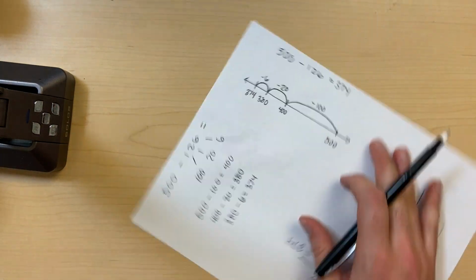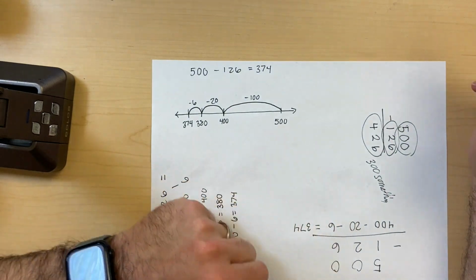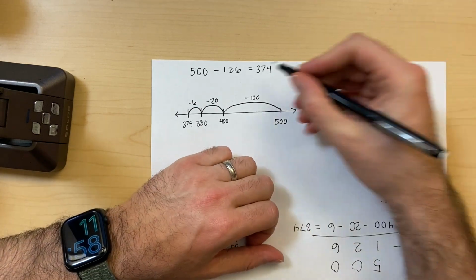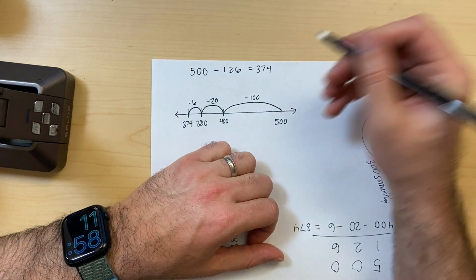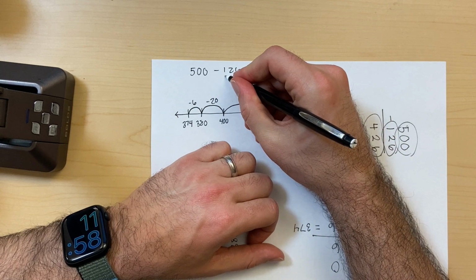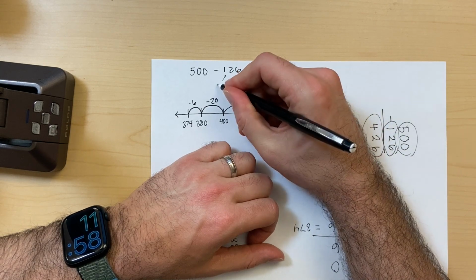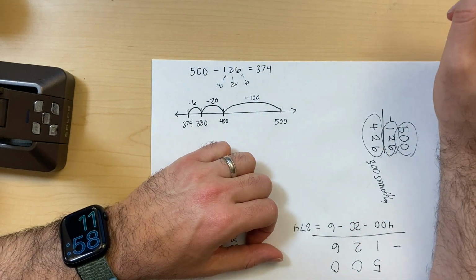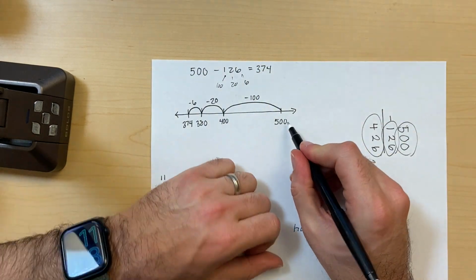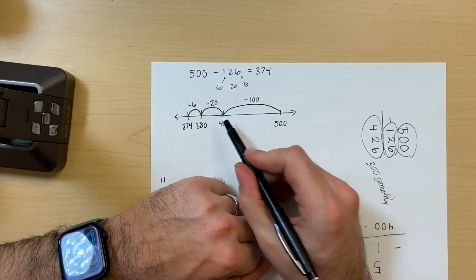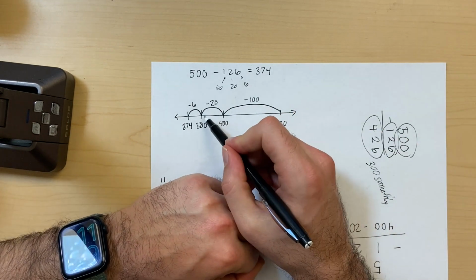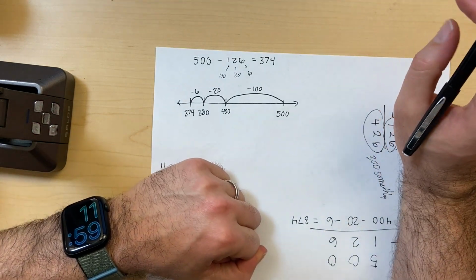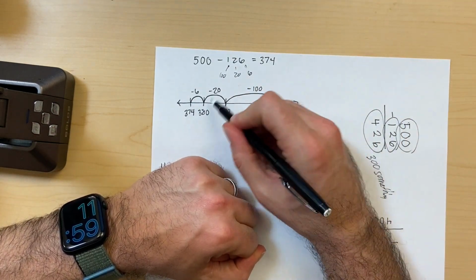One way we can look at this is on a number line, and that can be a really good way for a student to keep track of what they've done and what they still need to do. Again, still breaking up the 126 into 100, 20, and 6, keeping the 500 together. We'll talk about breaking that up into different parts later. But from here we have 500 minus 100 is 400, 400 minus 20 is 380, and 380 minus 6 is 374.